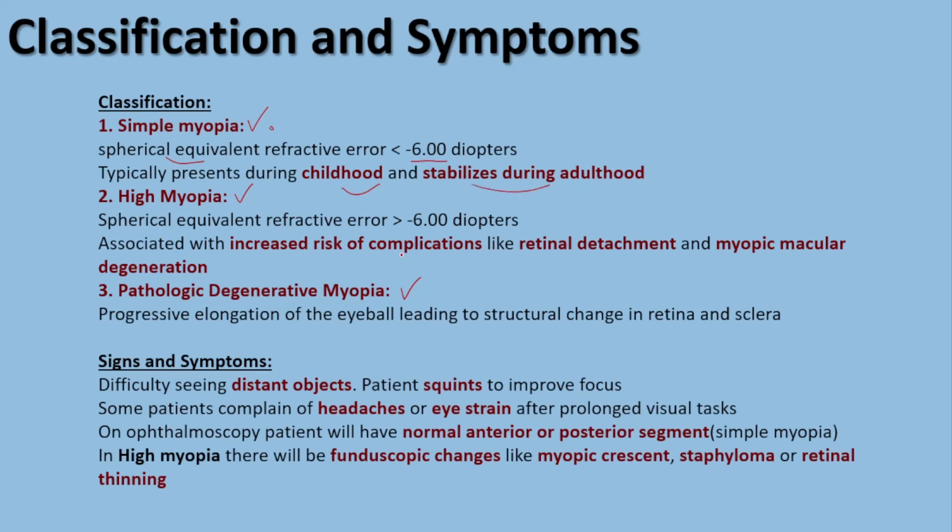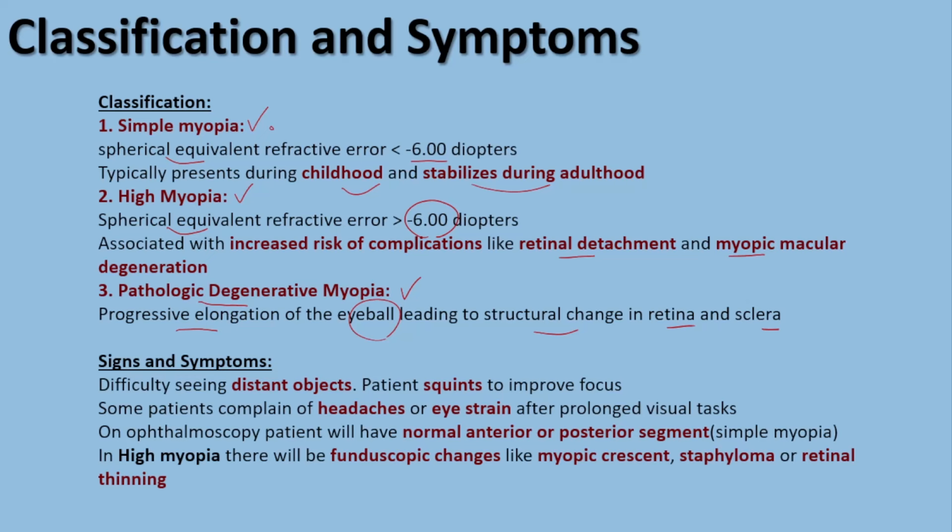We have another type which is high myopia. In this case, the spherical equivalence of the refractory error is more than 6 diopter, and it is associated with several complications like retinal detachment and myopic macular degeneration. Another part of this classification is called pathologic degenerative myopia, and this is a progressive elongation of the eyeball which leads to structural changes in the retina and sclera.